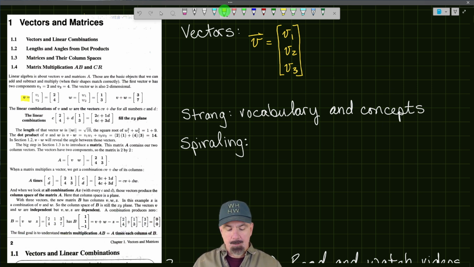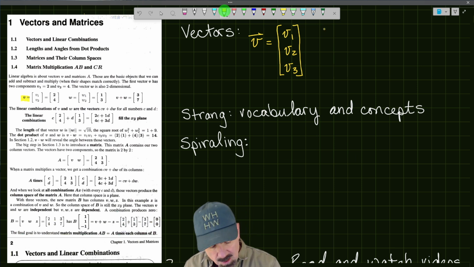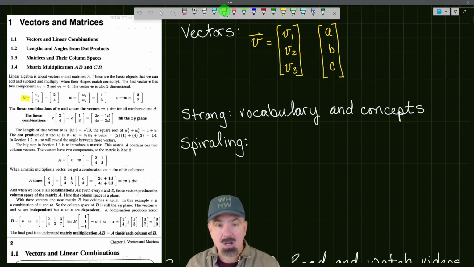And almost every country in the world uses column vectors as the default. There are a few countries that use row vectors, but we are not one of them. So in the United States, we do everything by default using column vectors, and that's what we'll do. You'll also see sometimes using letters such as a, b, c to represent the components within a vector, no problem.